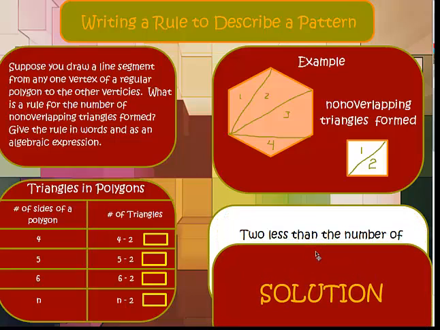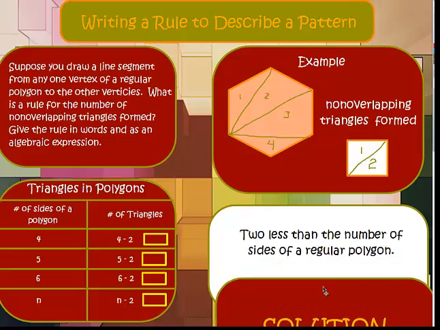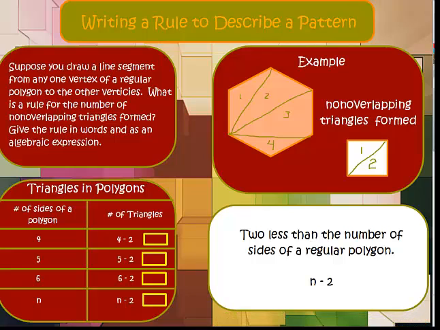So let's see how we could write that in words. We would have 2 less than the number of sides of a regular polygon. Let's see if that makes sense. Here's the number of sides of a regular polygon, n, and I have 2 less than that. So, 2 less than the number of sides of a regular polygon. Remember, it wouldn't make sense to do 2 minus n, because the polygon has more sides than there are triangles that are going to be formed. And n minus 2 is the algebraic expression that we would use for this.